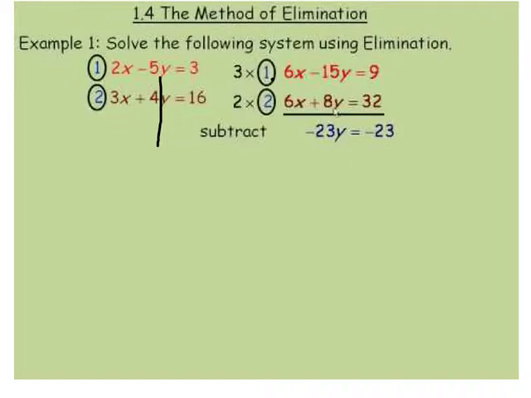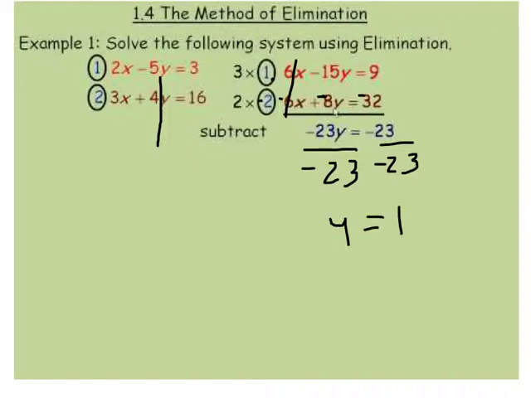Alright, so let's see. Here, should be negative 2. I'm sorry, so that would be negative 6, negative 8, and negative 32. And then when you add those, these two are eliminated. You get negative 23y equals negative 23. And then if you divide both sides by negative 23, you're going to see that y is equal to 1.